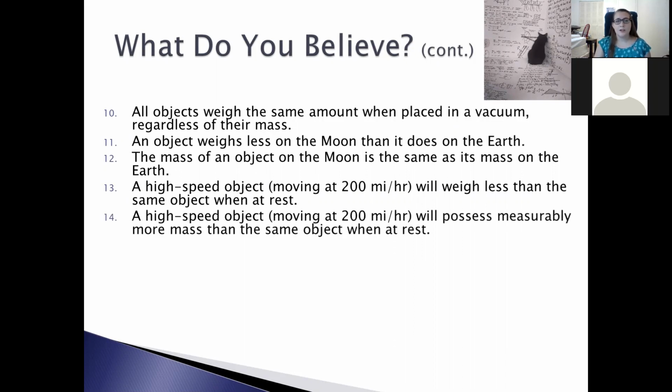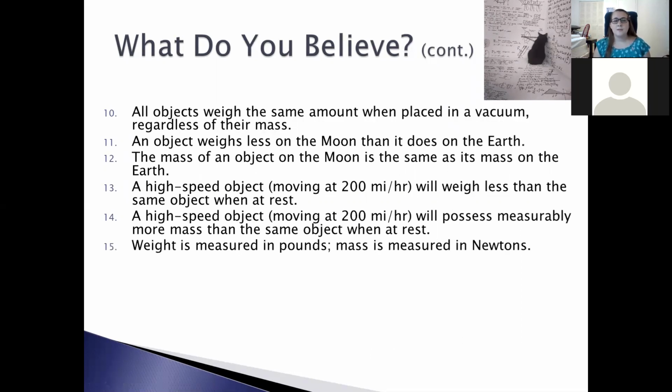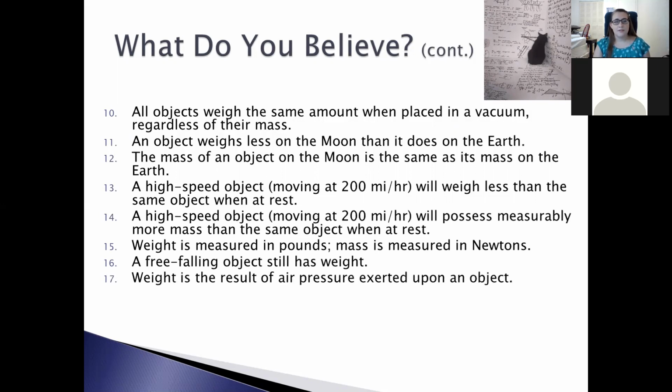Number 14, a high-speed object moving again at 200 miles per hour will possess measurably more mass than the same object when at rest. Number 15, weight is measured in pounds, mass is measured in newtons. Number 16, a free-falling object still has weight. Number 17, weight is the result of air pressure exerted upon an object.